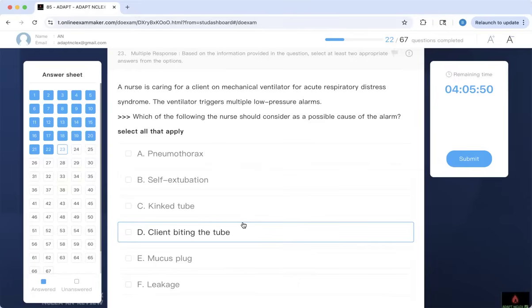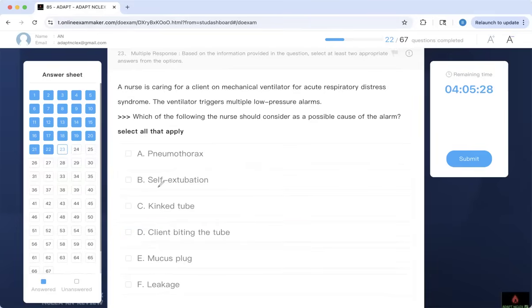And then she's caring for a client on mechanical ventilator. I have a good video on mechanical ventilator in terms of what you need to do, alarms, and that's one of these questions. A ventilator triggers a low pressure alarm. Which of the following should the nurse consider as the possible cause? When you see high, low pressure alarm, think about it.